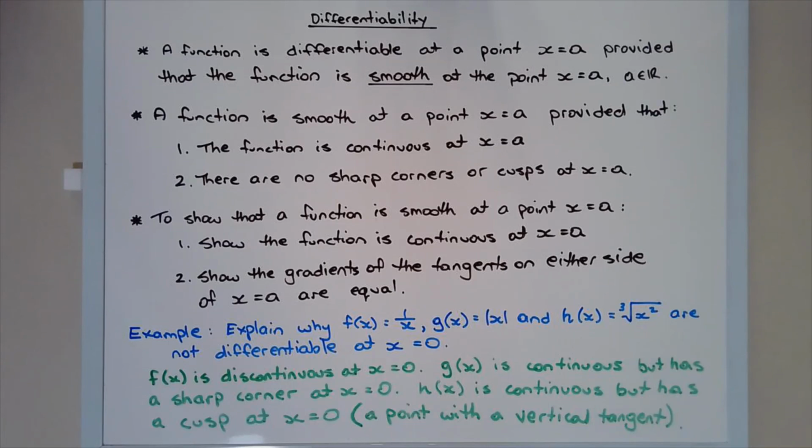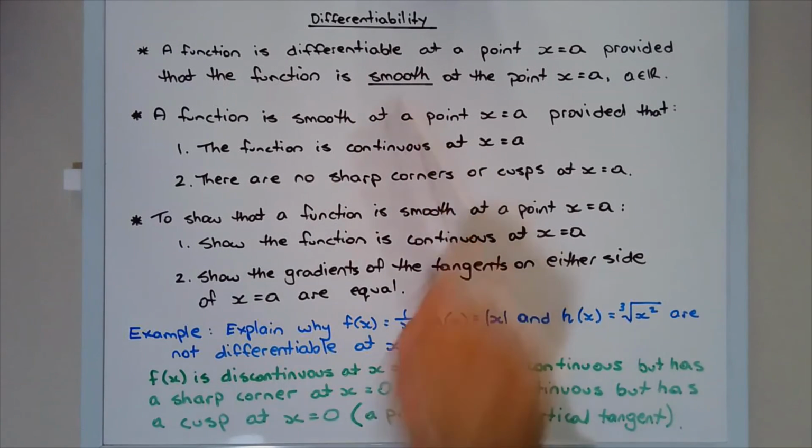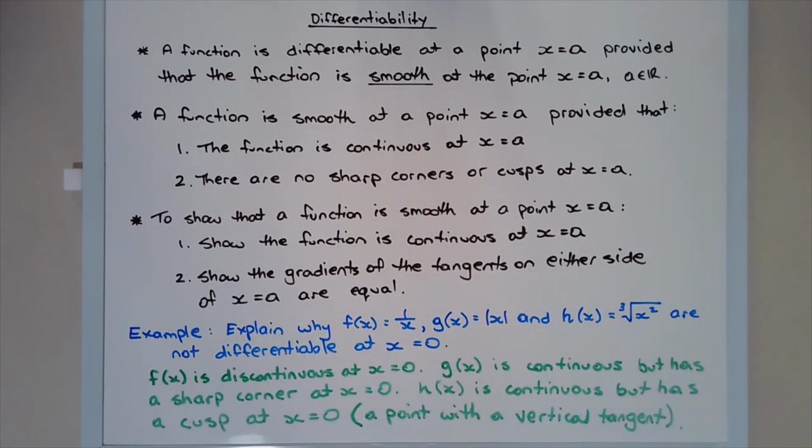Differentiability. A function is differentiable at a point x equals a, provided that the function is smooth at the point x equals a for some real value of a. Now, differentiability at a point simply means that the first derivative at that point exists or can be found.